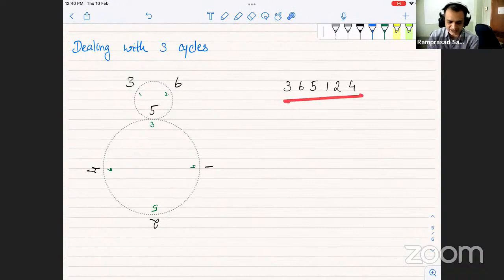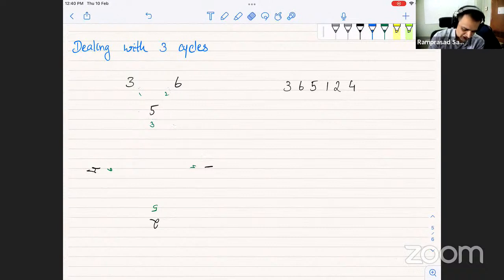Now I want to solve this permutation. Okay, we need to figure out how to solve it. So here, I'm going to remove these gray things so that it becomes clear. The first thing I'm going to do is put 2 in the right place.